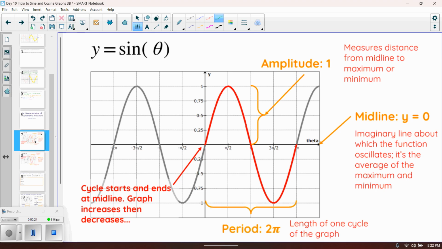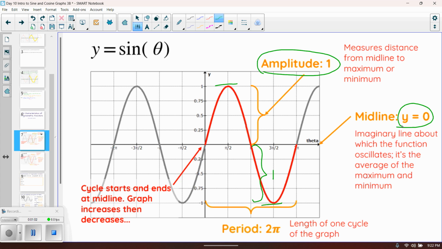Remember that the amplitude is going to be the distance from the midline, either up to the maximum or down to the minimum. As you can see here, they've given you the amplitude is 1, and that's from the midline up to the max, or if you went from the midline down to the minimum, it's still a distance of 1. The midline is what cuts it in half. Basically, the easiest way to find the midline given a graph is to find the halfway point between the max and the min. So if the max is 1, the min is -1, the halfway point would be at 0, so it's the equation y equals 0.